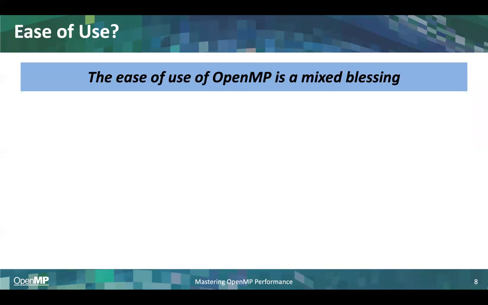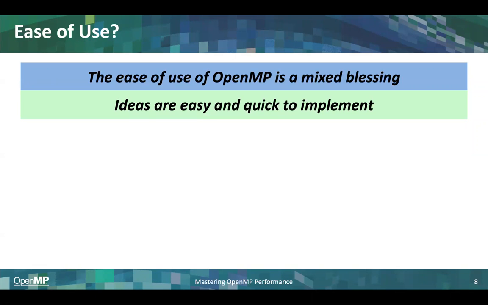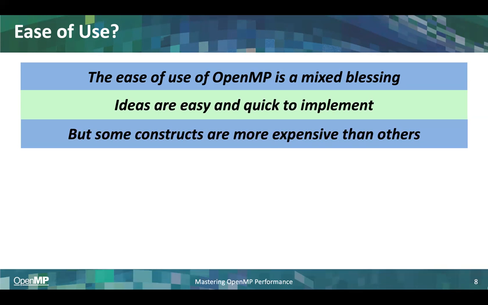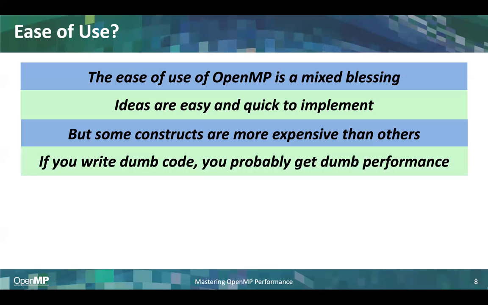Now, it all starts with the ease of use of OpenMP. That's a mixed blessing. I really like it. I think it's a great choice, but with the choice come the downsides. On the pro side, what I like is that any idea I have is very easy and quick to implement. I get an idea and trying it out with OpenMP is usually not that hard. That's really, really good. It gets you to your solution much quicker. But you need to know that some constructs are more expensive than others. And again, if nobody told you, how can you know? So that's a big part of this talk, of course.